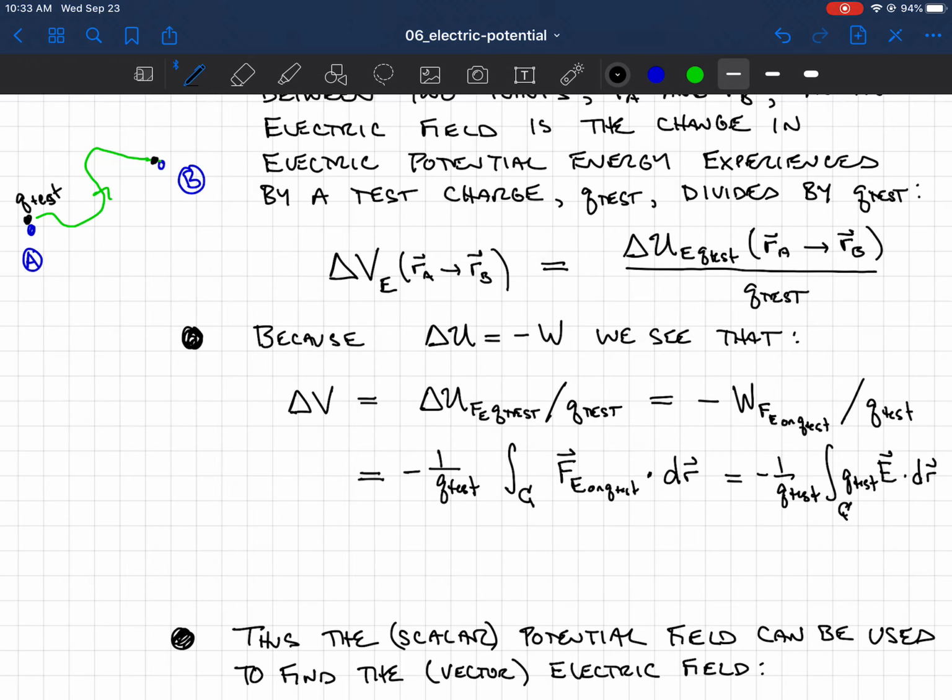But the force, this force that we have, the force of the electric field on a test charge, we have an explicit expression for that. So we can write minus 1 over Q test times the integral over that path of Q test times the electric field dotted with dr. And you see that the Q test cancels out. So what we end up with is that delta V is actually equal to minus the integral over that path of E dot dr. So this shows you explicitly what I was saying above, which is that the potential difference depends only on the electric field. It's basically just another way of talking about the electric field.